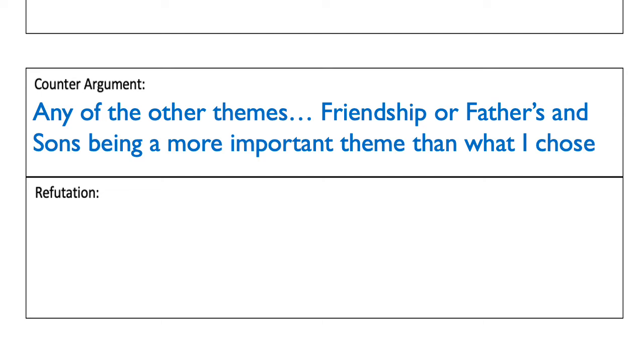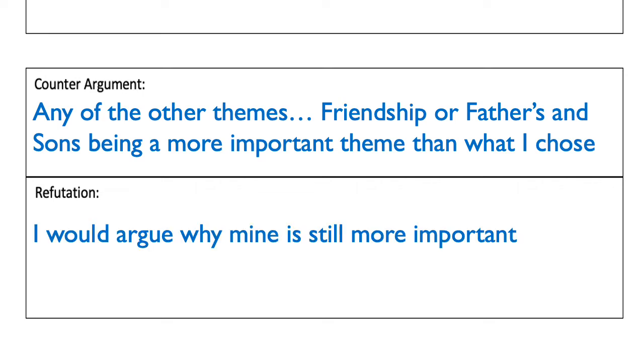Okay, so I can choose either one of those, whichever one I want to choose, and I need to concede to that. I need to have a concession statement that states something to the effect that friendship is a very strong theme in The Chosen, and go and explain how friendship is a strong theme. Okay, that's the opposite side of the argument. And then in my refutation, I argue against what I just conceded to. Okay, I argue why mine is still more important.